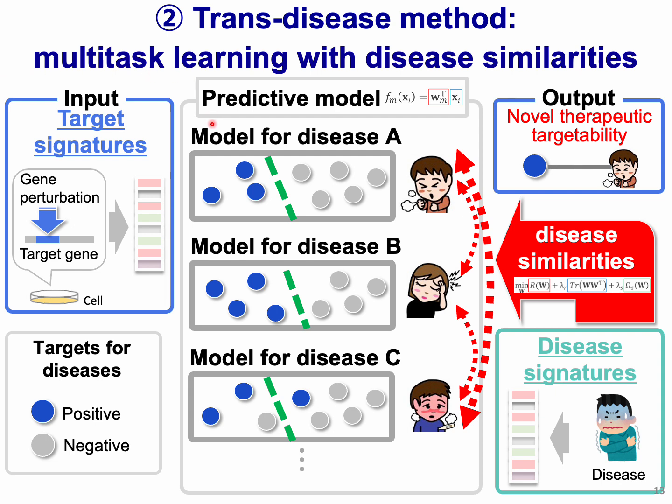Next, we prepared a predictive model for each disease. Each predictive model classifies input targets according to whether they are therapeutic targets or not. For trans-disease analysis, we learned predictive models jointly by sharing disease similarities. Finally, we predicted novel therapeutic targetability for diseases.